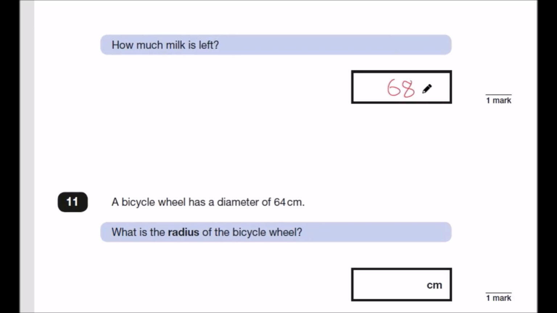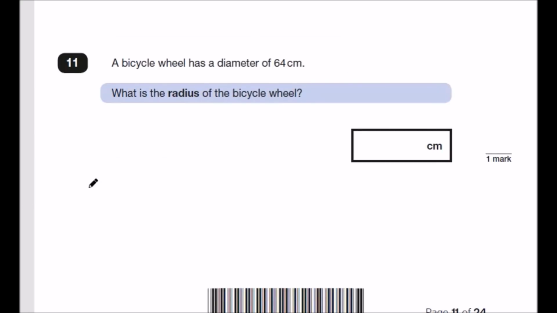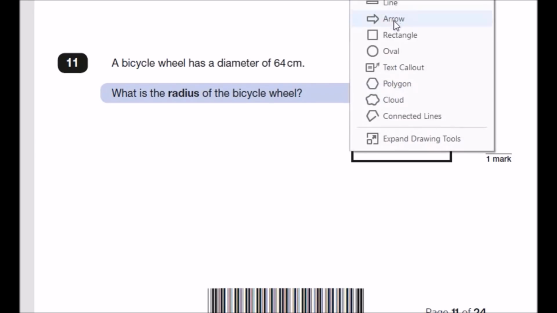So 68 is left. I'll just write milliliters in case. It's best you write the full answer. A bicycle wheel has a diameter of 64 centimeters. What is the radius? Okay, so if you're not sure, this is talking about a circle. In other words, a wheel is a circle.